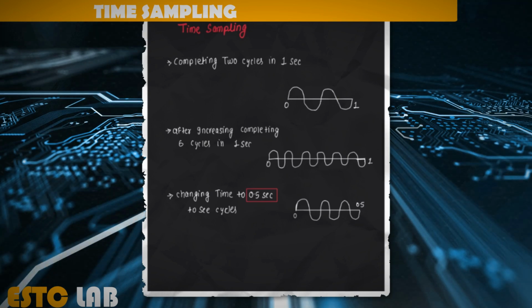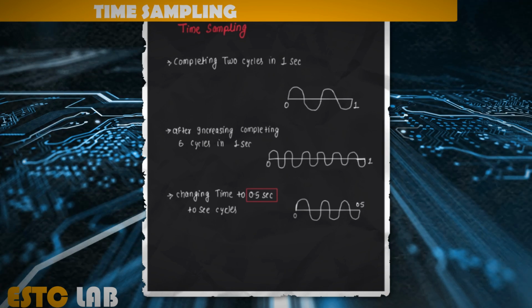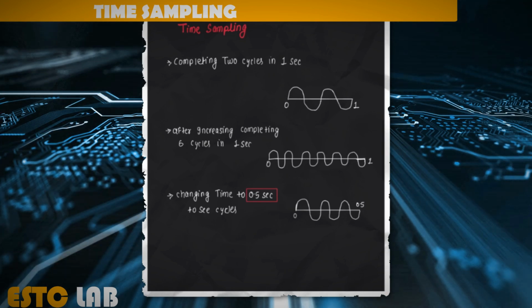So now between 0 and 0.5, there are only 3 sine waves. The frequency is still 6 Hz. But now the time sampling has changed to give a good pictorial representation.